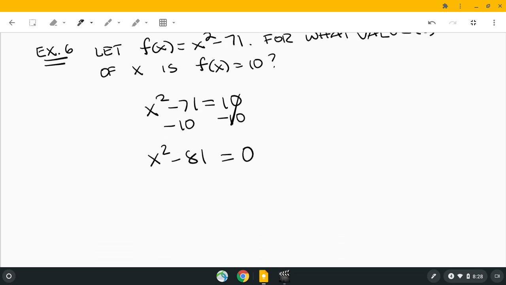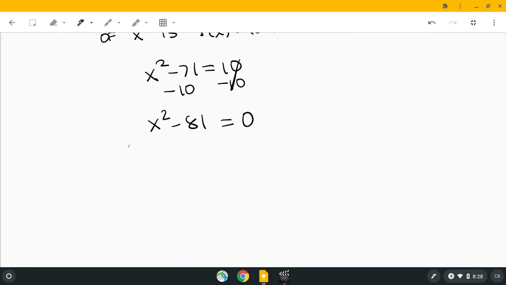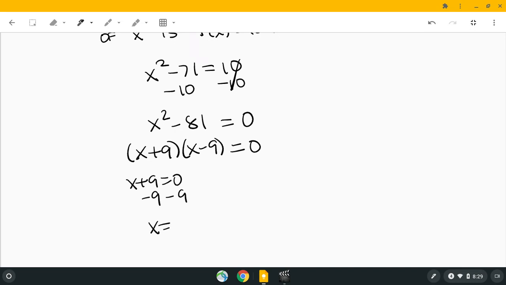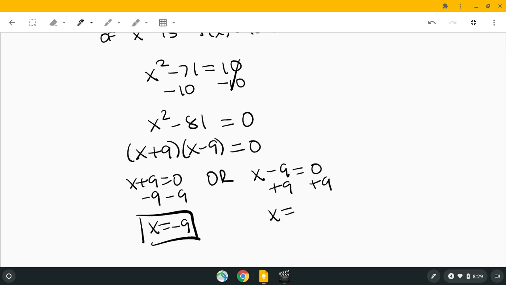All right, so we get that. Perfect squares. So that's easy. X plus 9, x minus 9. So x plus 9 equals 0. So subtract 9 on both sides. X equals negative 9. Or, these are not the same, so you do have to do this one. Add 9. X equals 9.